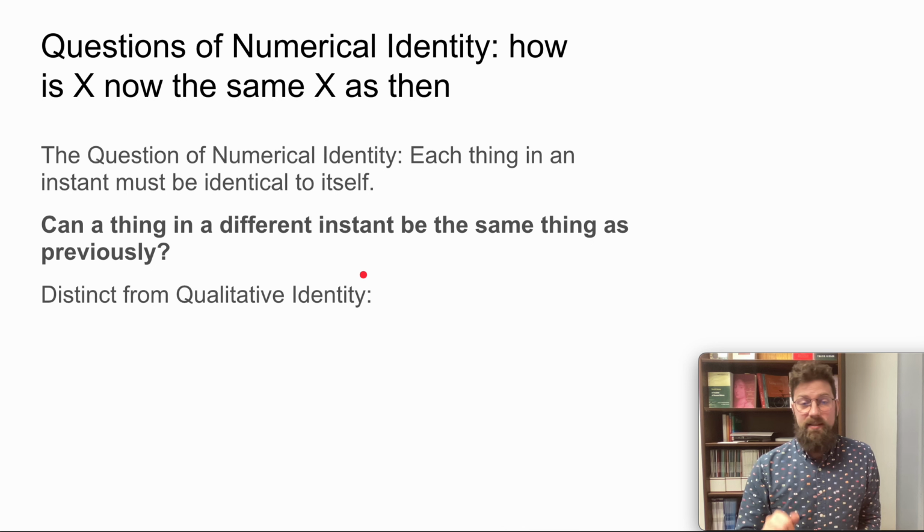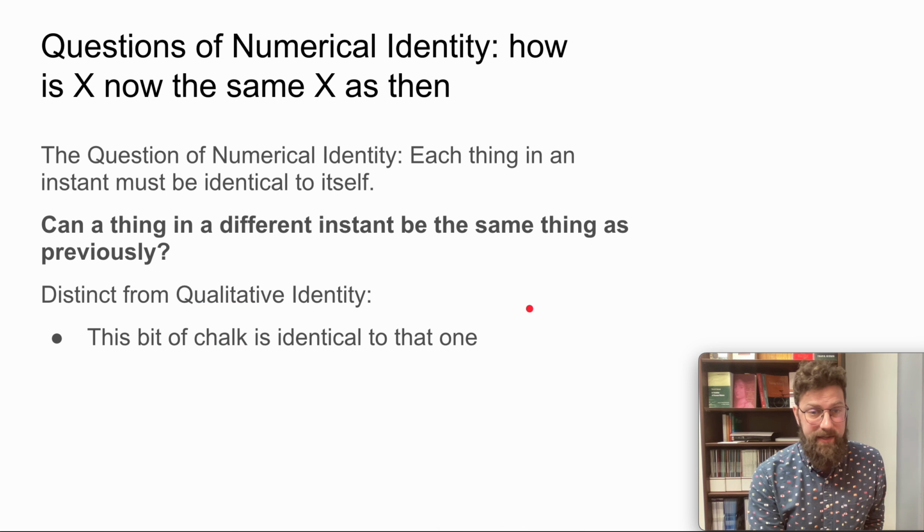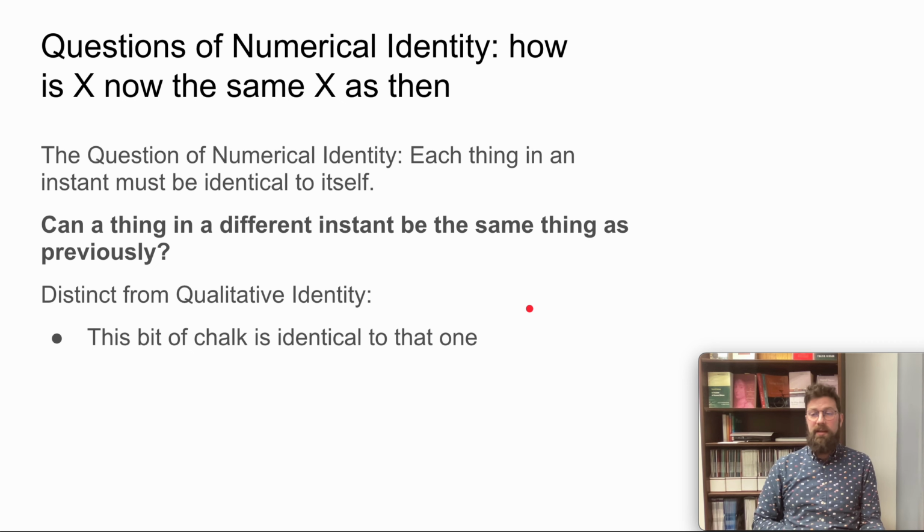Now, we do need to get clear on how this question is distinct from qualitative identity, right? Because we might say that two things could be, at least empirically speaking, identical in their quality. So I could have two pieces of chalk in my hand, or I could have two jelly beans, and I could say that these two pieces of chalk or these two jelly beans have all the same apparent empirical qualities, right? So we can talk about qualitative identity.